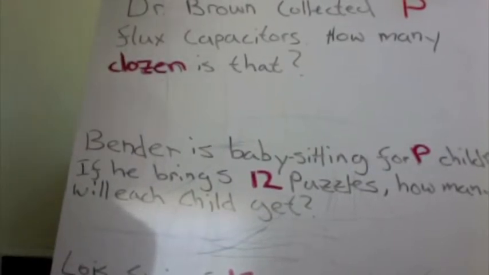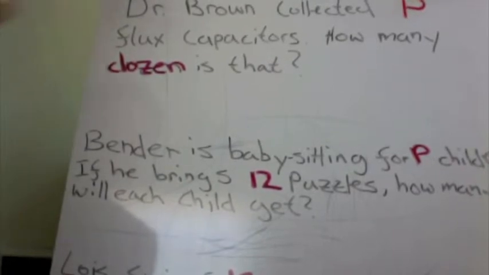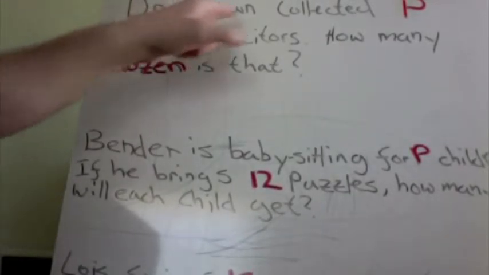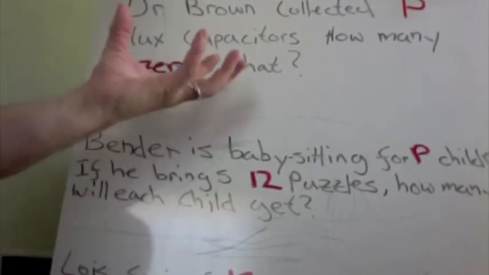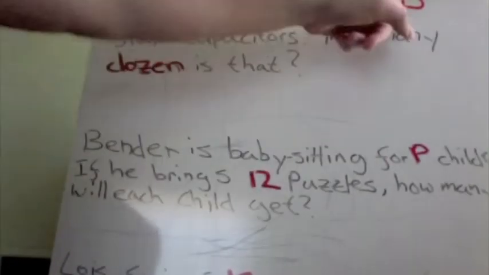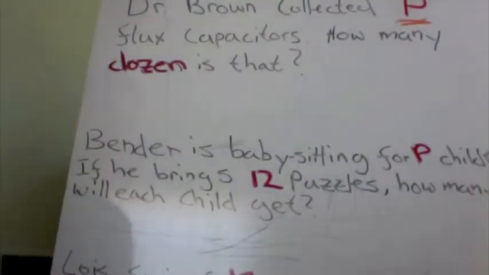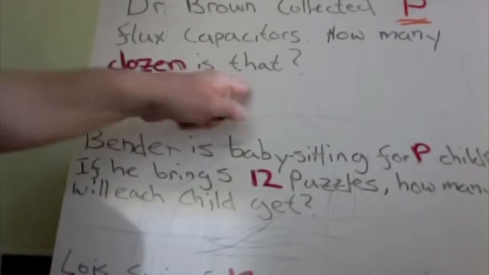Okay? Well, that as one big sentence doesn't really tell us a whole lot. So what we want to do is break this into little chunks. It says Doc Brown collected P flux capacitors. So he's got these flux capacitors. He collected a certain number of them. We don't know what that is. It's a variable. Okay? It varies. But how many dozen is that?